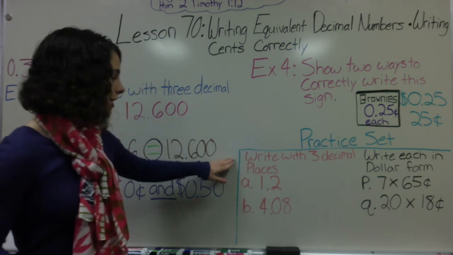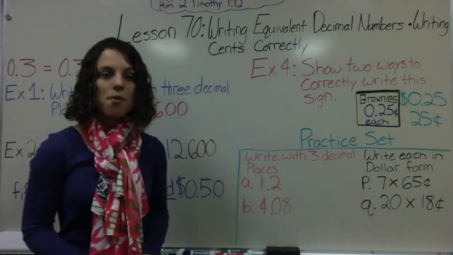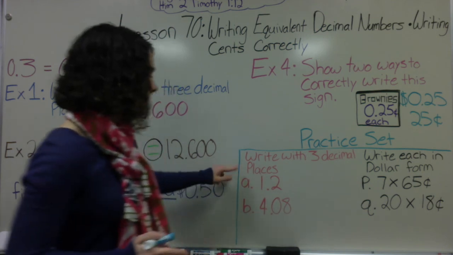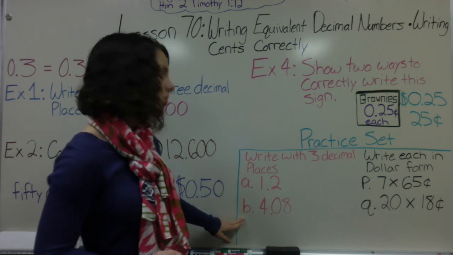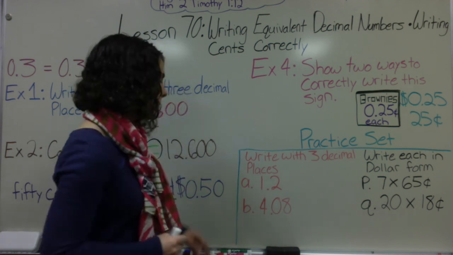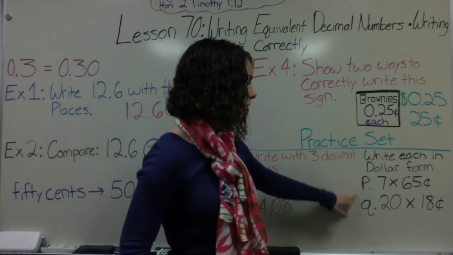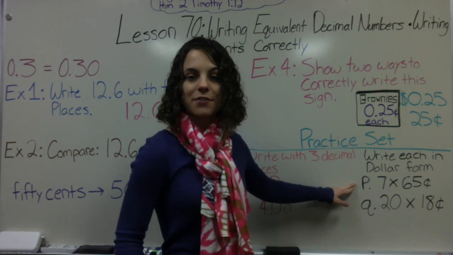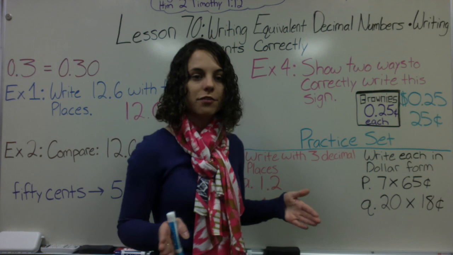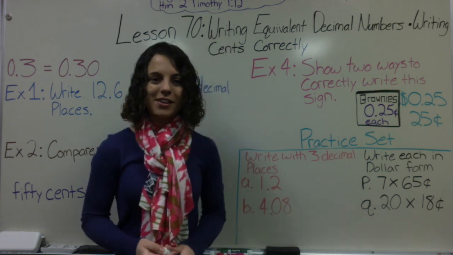Now go ahead and do the practice set. We're going to just do A, B, P, and Q for now, and we will do all the rest in between in class together. So write these 2 decimal numbers with 3 decimal places. That means 3 places after the decimal. And for this one, you're going to write each product in dollar form. So you have 7 times 65 cents. You have 20 times 18 cents, and I want you to write it in dollar form, meaning you're going to have a dollar sign. And we'll go over your answers in class and practice more on this later. Bye.